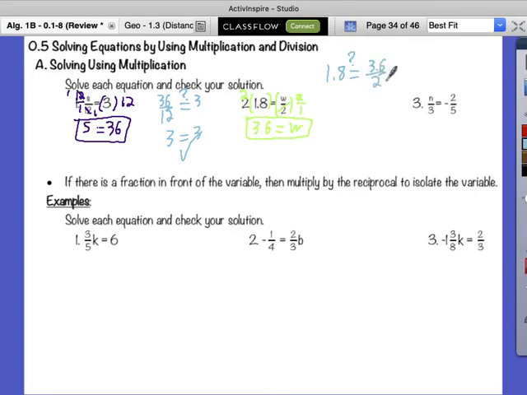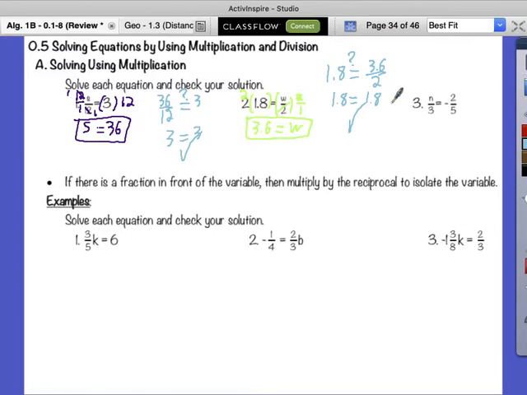3.6 divided by 2. You might not know that, but do we know 36 divided by 2? What is it? 18. You have to put the decimal back in. Does 1.8 equal 1.8? Check. It checked out. Questions on that one? Okay.